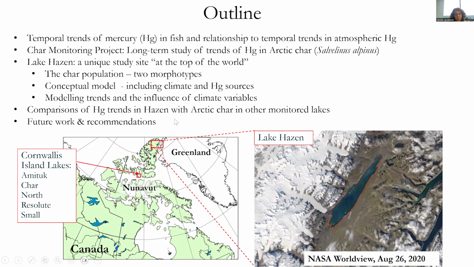We also just briefly compare trends in mercury in the char in Hazen with Arctic char in some of the other char monitoring project lakes. And then there are some future work ideas and recommendations.